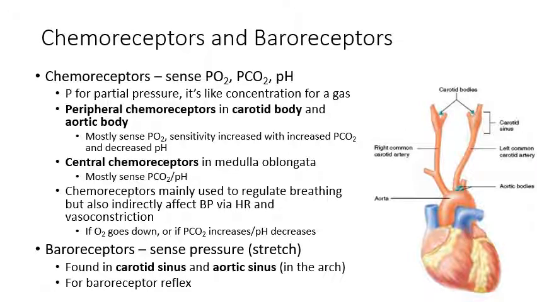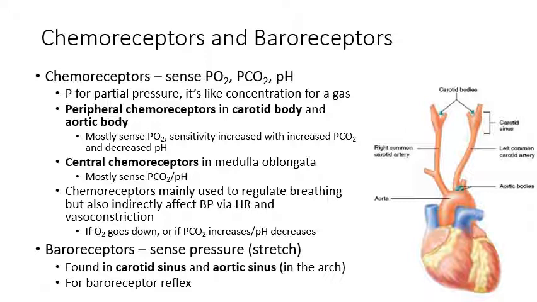The peripheral ones are found in the carotid body and the aortic body. Those are shown in this drawing here. The aortic body is right here at the top of the aortic arch, and the carotid bodies are here. This would actually be in your neck. That's where the carotid arteries branch in the neck. Those peripheral chemoreceptors can sense all three things, the PO2, the PCO2, and the pH, but they're mainly responding to PO2. So they're mostly sensing how much oxygen you have in your blood.